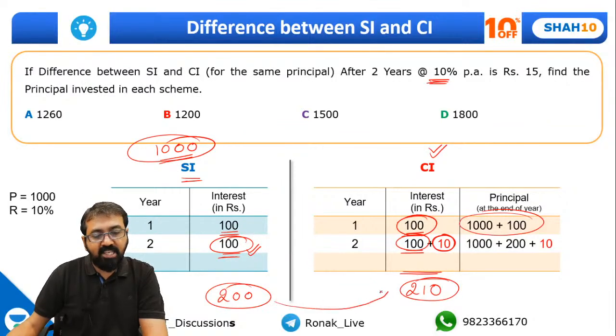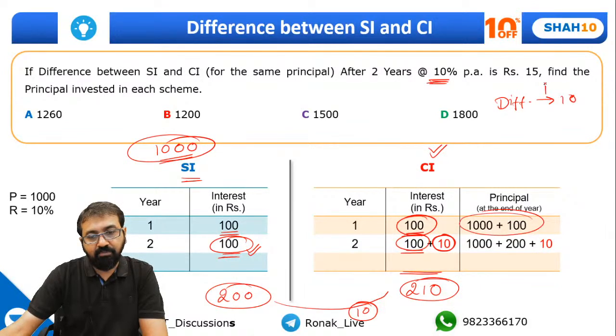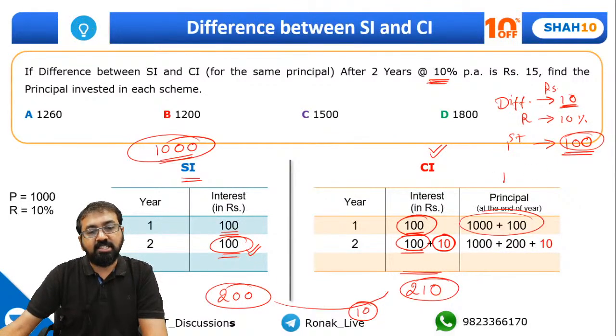So can I simply say, if the difference is 10 rupees and if the rate of interest is 10%, then 10% of first year's interest is 10 rupees. So we know 10% of any number is 10. So what should be that first year's interest? 100. Now what is the first year's interest? It's nothing but 10% of the principal. So what should be the principal? 1000. Are you getting this point?